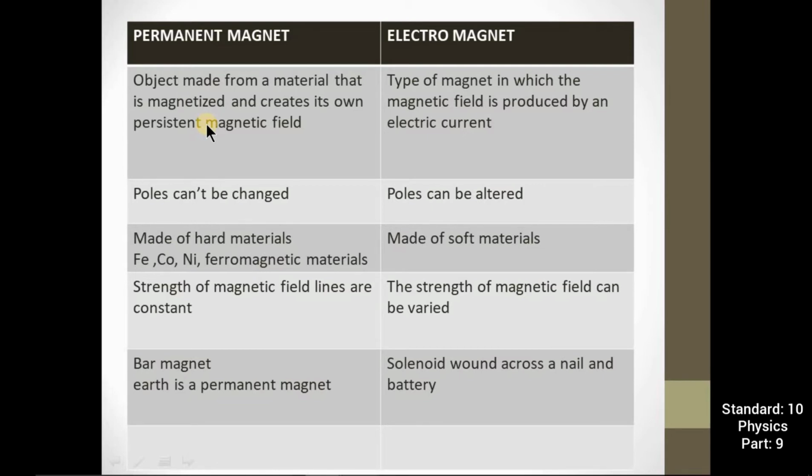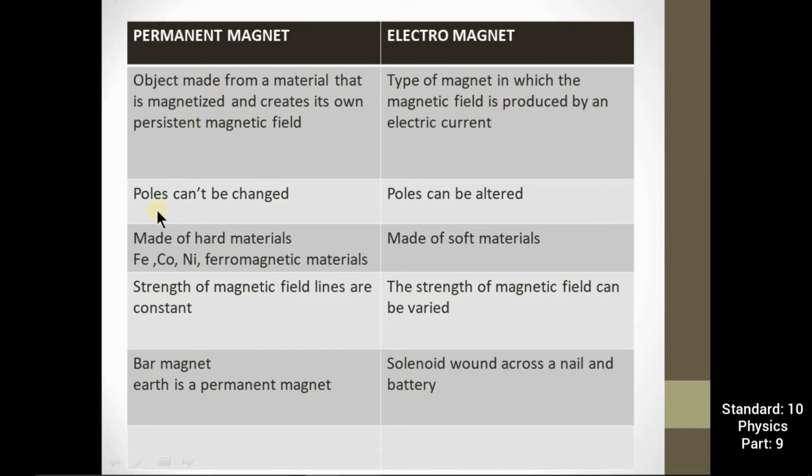But in an electromagnet, the magnetic field is produced only by electric current, which means a substance becomes an electromagnet when current is passed through it. When current is off, that won't be a magnet. If current is on, it will act like a magnet. That is what an electromagnet is.